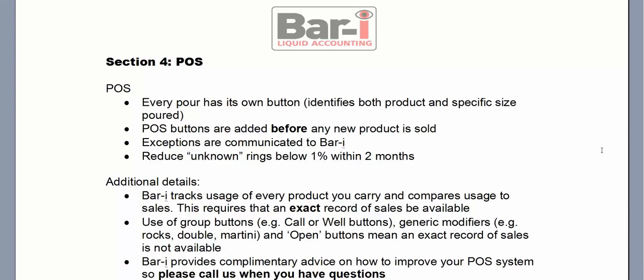We've talked a little bit about point of sale, but here we're going to go into a little bit more detail. As we mentioned, obviously the point of sale is how we account for what was sold, and we're going to need to match up sales against usage. So we're going to deep dive and just explain this in more detail.